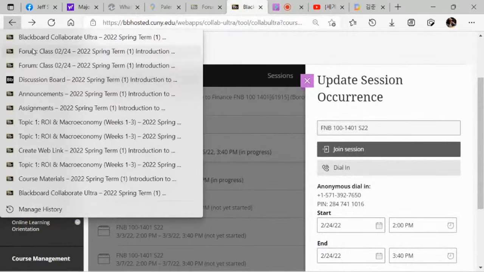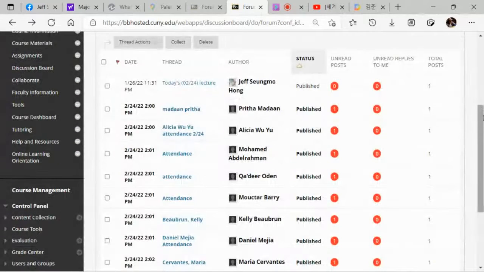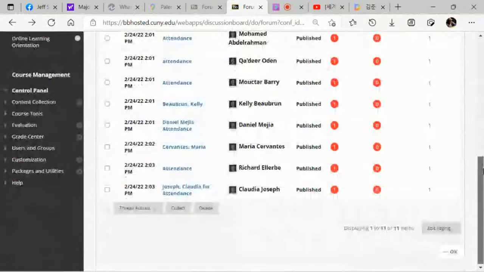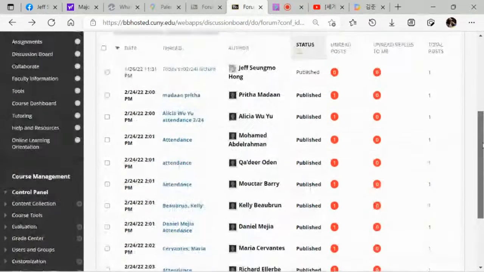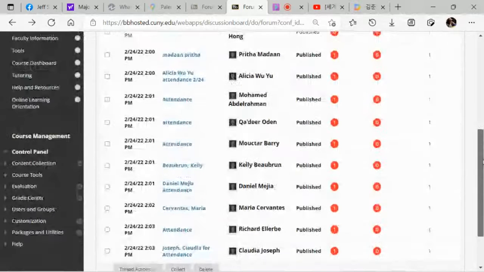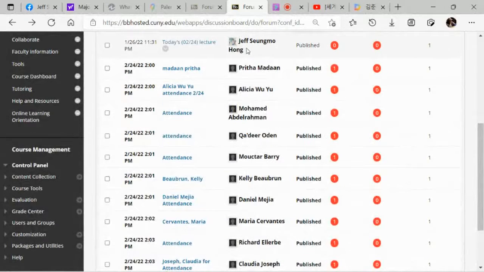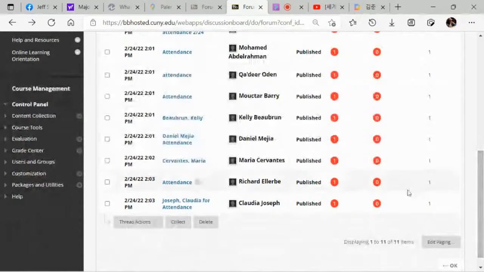I currently see 11 people in the Collaborate session, and let's check how many are in the forum. Make sure that you sign into the forum. The first thing, right? I see only 10, because 11 means including me myself, right? So if you haven't signed into today's forum, please do that ASAP, right?